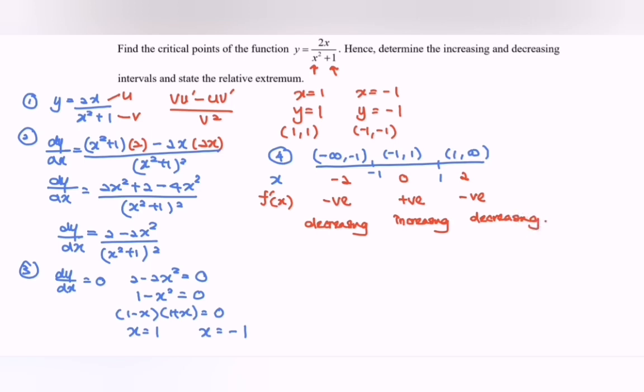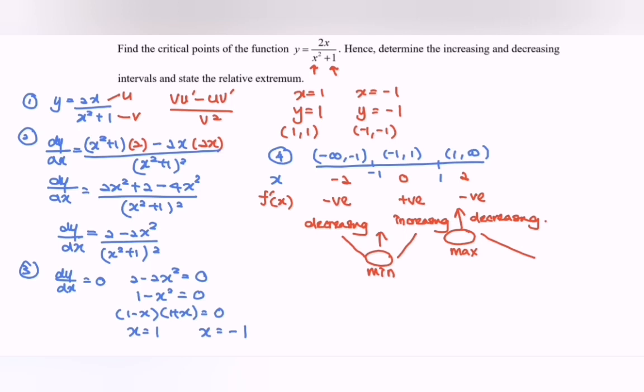So for this case, we have to determine the increasing and decreasing interval, then state the relative extremum. Since this is decreasing and here we have increasing, this one will be the minimum. Then from here we have decreasing, so this part will be the maximum.